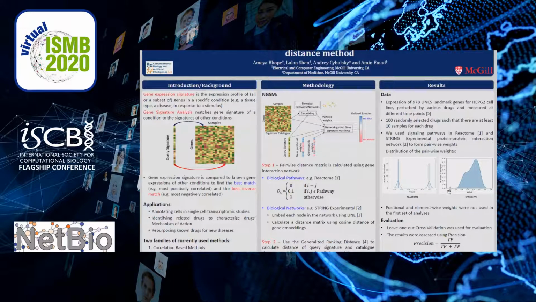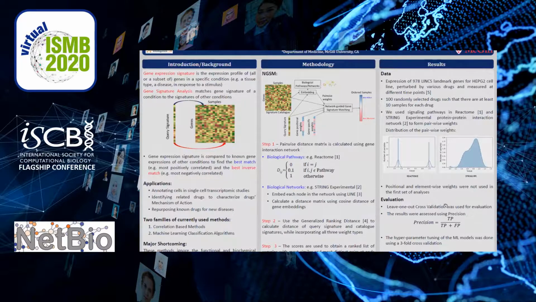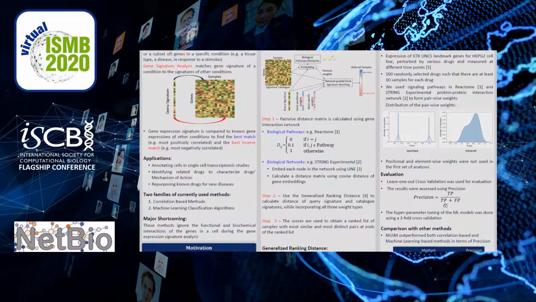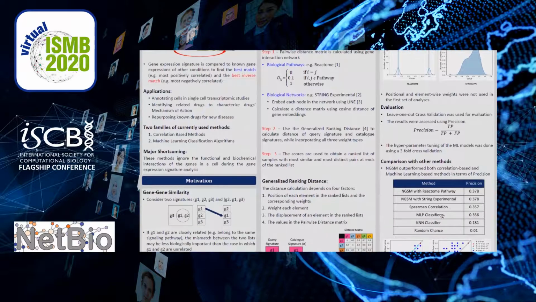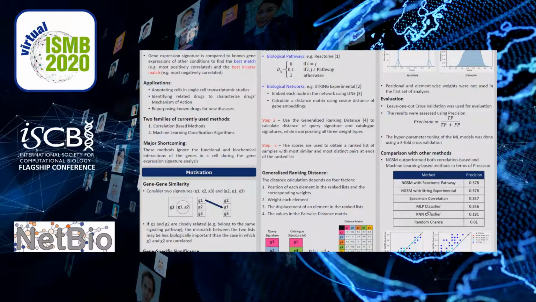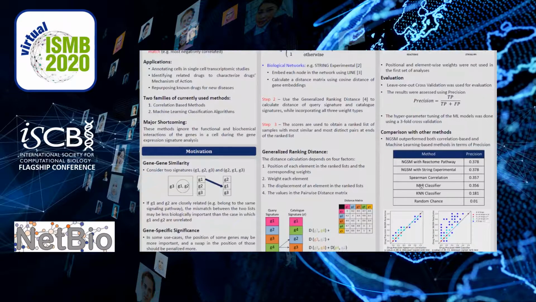These two diagrams show the pairwise weights distribution obtained from the Reactome pathway and STRING PPI network. In the first set of analysis, we focused on pairwise weights only. To comprehensively compare the performance of various methods, we used leave-one-out cross-validation, and precision was used as a metric to compare them. As seen in the table, NGSM using Reactome pathways or STRING experimental network performs the best. Further, Spearman correlation and MLP classifier are in the next places. As a point of comparison, note that the precision of a random classifier is only 0.01.